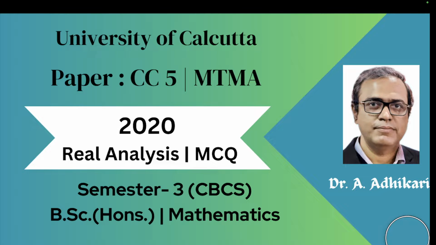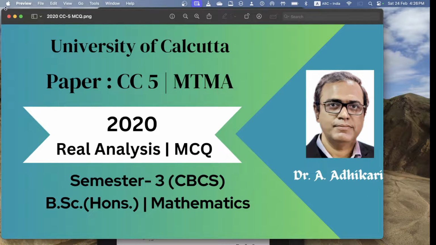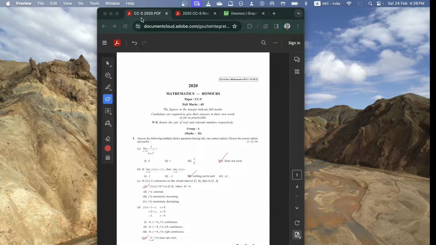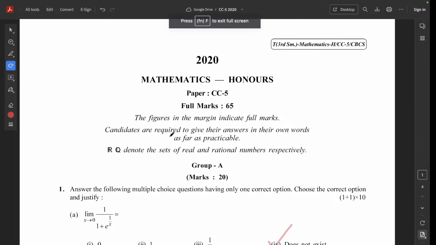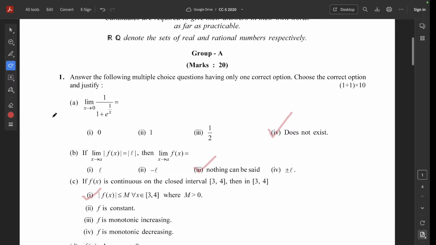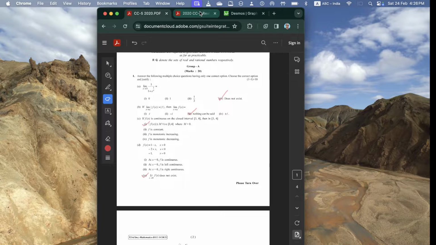Now we discuss the 2020 paper CC-5, Real Analysis, Mathematics Honors, multiple choice questions. The question paper 2020, paper CC-5, Mathematics Honors. Question 1a: limit as x tends to 0 of 1 by 1 plus e to the power 1 by x equals, correct option is 4, does not exist.